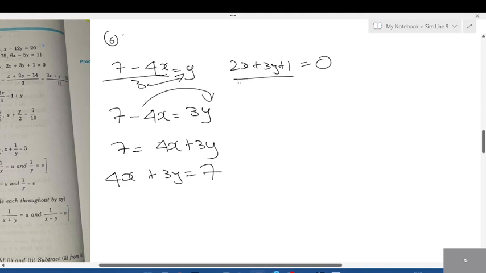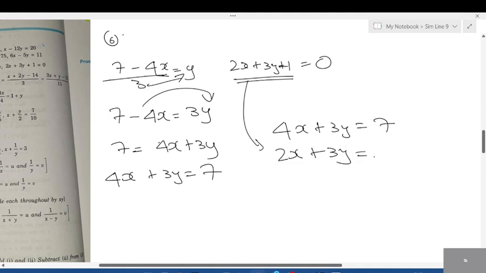And this equation, okay, let me take 4x plus 3y is equal to 7. Take the next equation. Below 4x, I should write 2x plus 3y. What happens to plus 1? Where do you shift this plus 1, students? To the right hand side. It becomes minus 1. That's it. These are the two equations. Which one shall we eliminate? x or y?